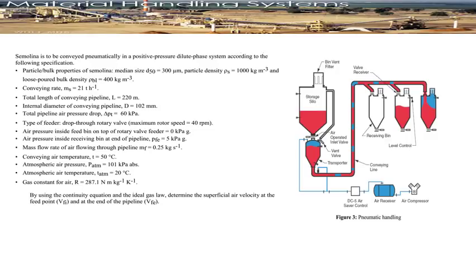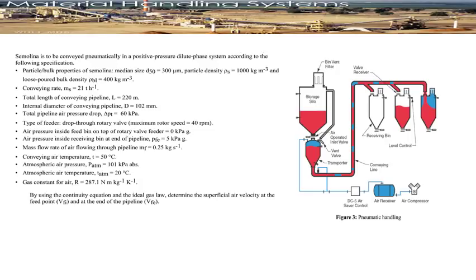So we had a similar system according to the following. We had the particle bulk properties of the material. D50 is 300 micrometers and the density is 1000 kilogram per cubic meter. The loose poured bulk density is equal to 400 kilogram per cubic meter. The conveying rate, mass flow rate, is equal to 21 ton per hour.